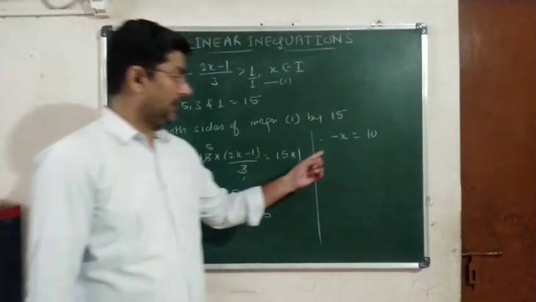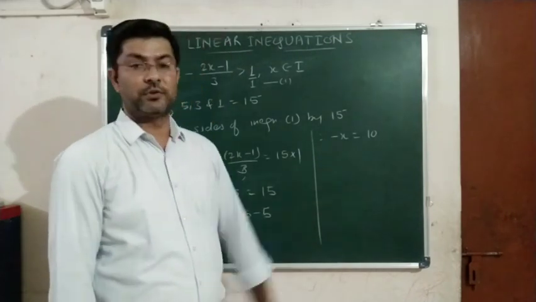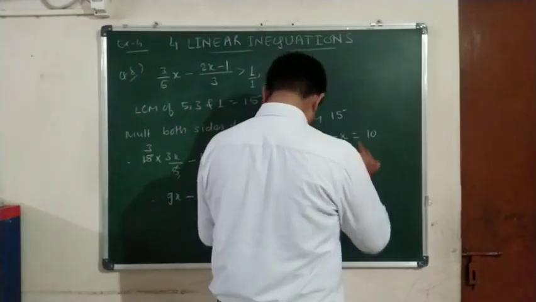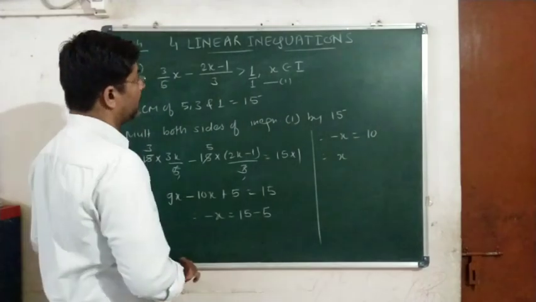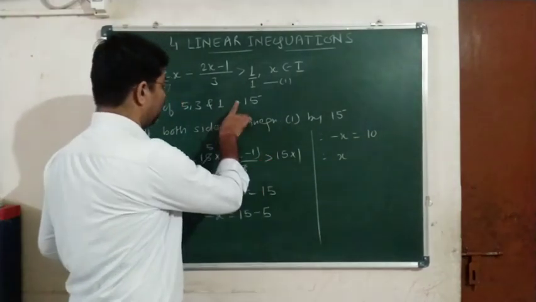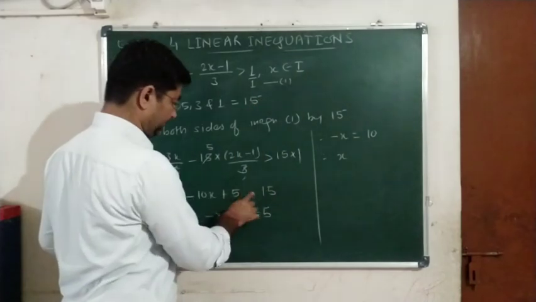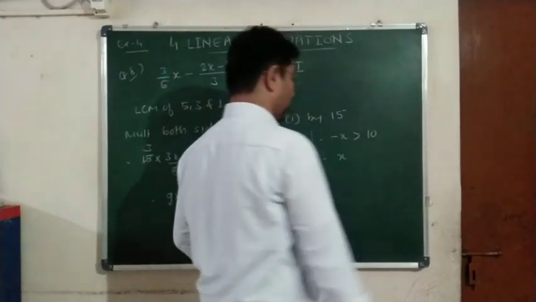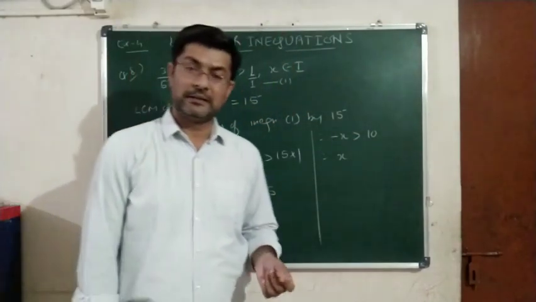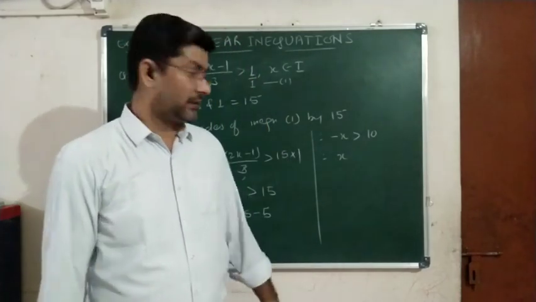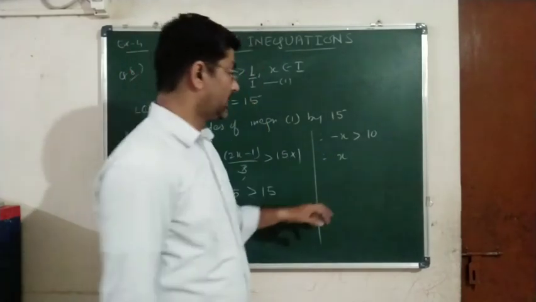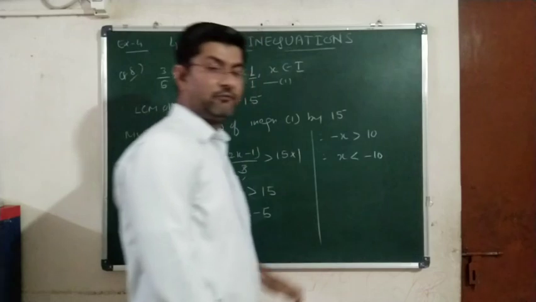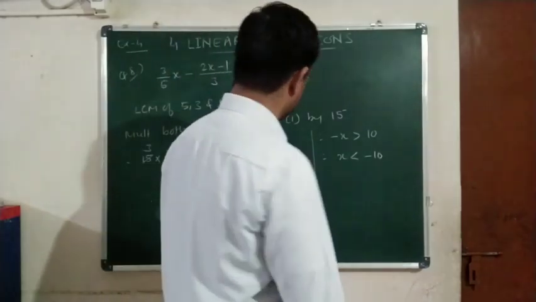Remember that the x must be positive. So, in order to make it positive, we will multiply both sides by minus 1. The inequality was greater than. Now we know that when we multiply by any negative number, the inequality changes. So on multiplication with minus 1, greater than will change to less than, and minus 1 into 10 will be minus 10. So x is less than minus 10.